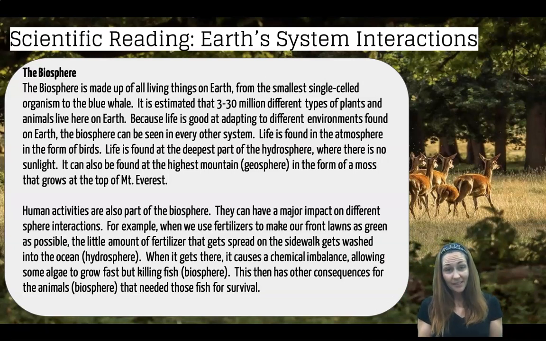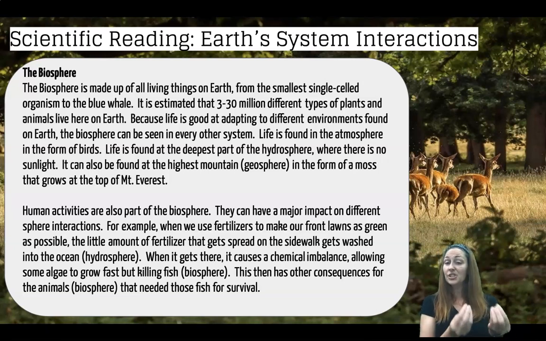Human activities, what we do, are also part of the biosphere. They can have a major impact on different sphere interactions. For example, when we use fertilizers to make our lawns as green as possible, the little amount of fertilizer that gets spread on the sidewalk, because you're going to get it there, gets washed into the ocean, our hydrosphere. When it gets there, it causes a chemical imbalance. Those chemicals shouldn't be in our water, right?